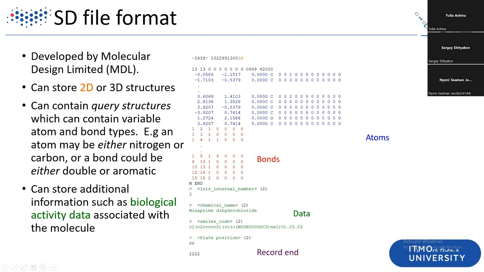This file can store additional information such as biological activity associated with the molecule. So it's quite a helpful data format. Most commercial and open source software can process this file, like VMD, MOE, Maestro, Molsoft, and SPDBV could also process it, Avogadro. Whatever software you are using, it's possible to process this information.